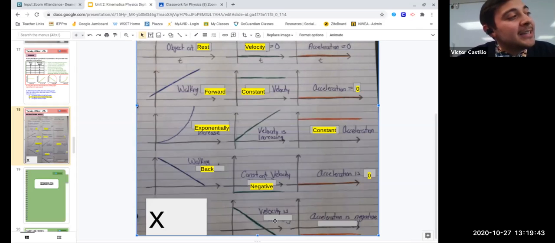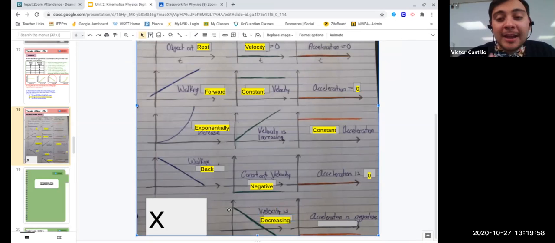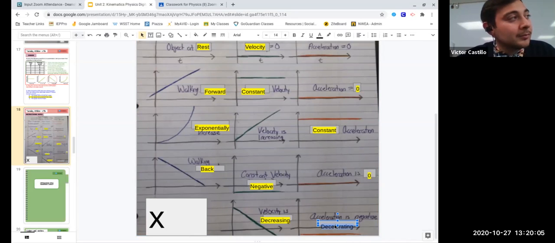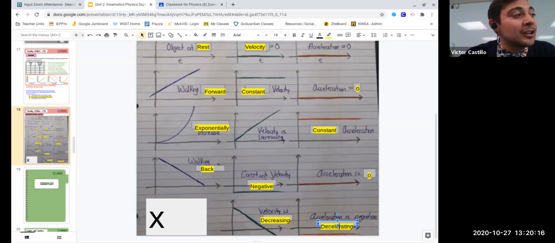So what happens if my velocity is decreasing? That means I am now going backwards. I am slowing down at a constant pace. So if my velocity is decreasing over time, I am slowing down. That means my acceleration is decelerating. Okay? So if my velocity is decreasing, my acceleration is going to be decelerating. It's going to be negative. So I am decelerating.